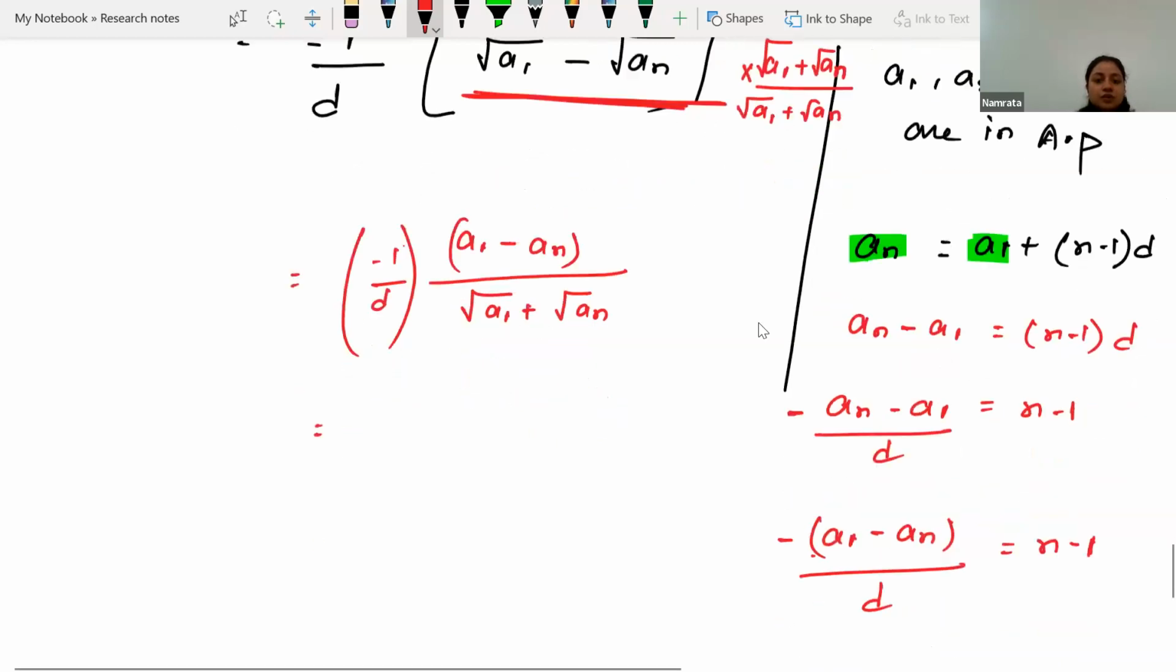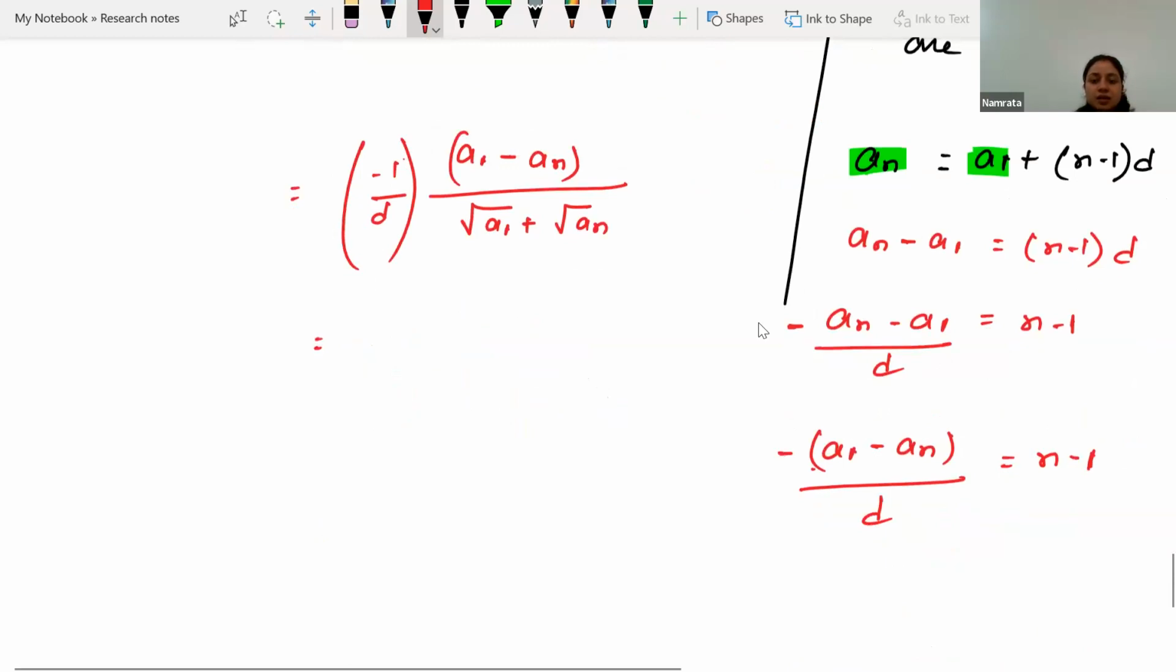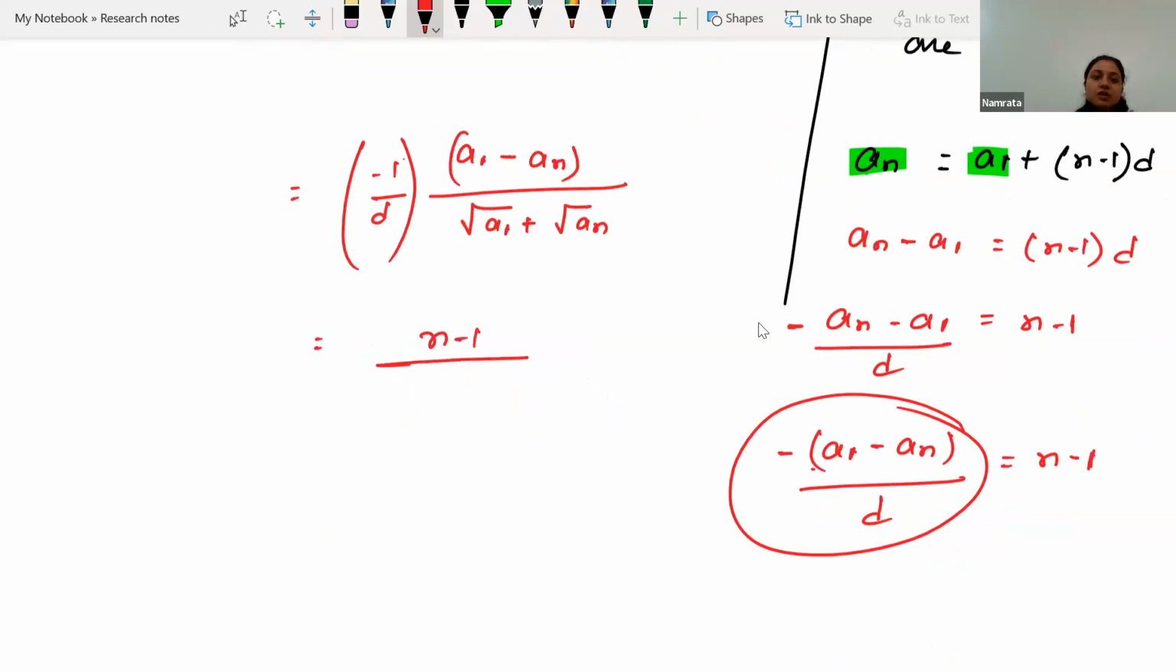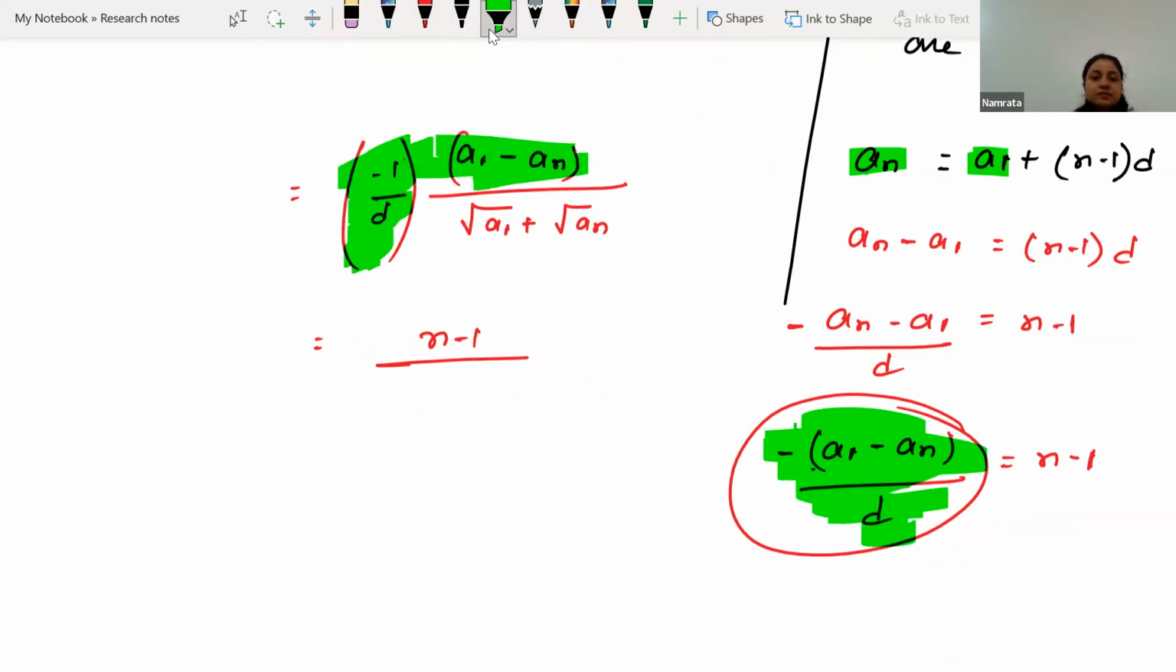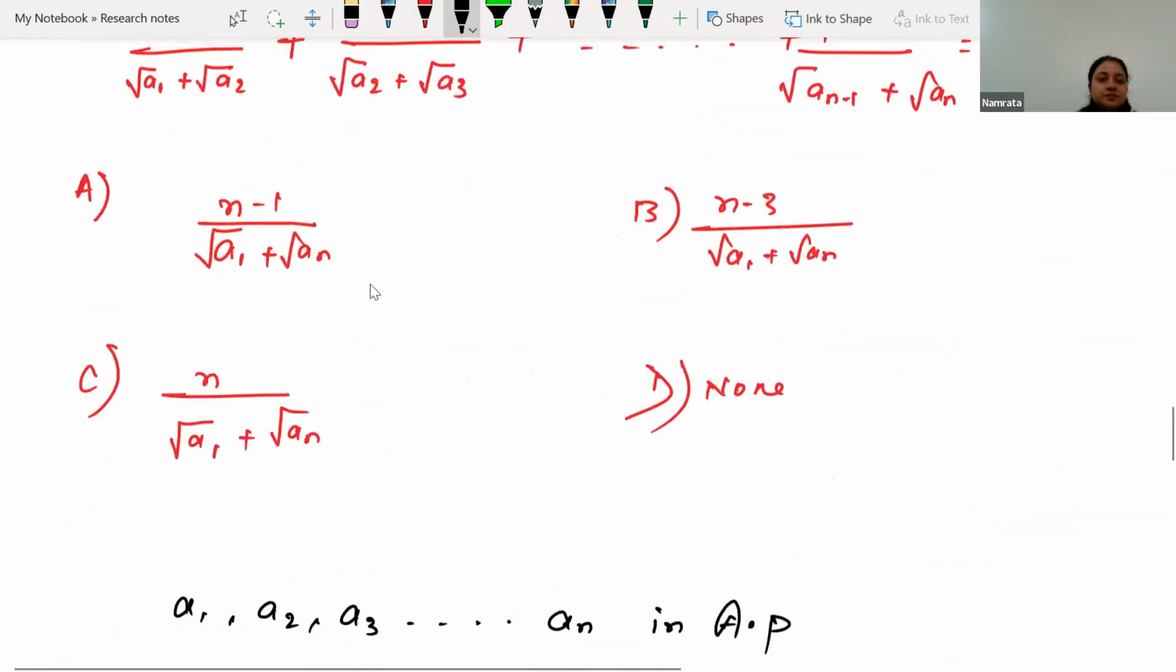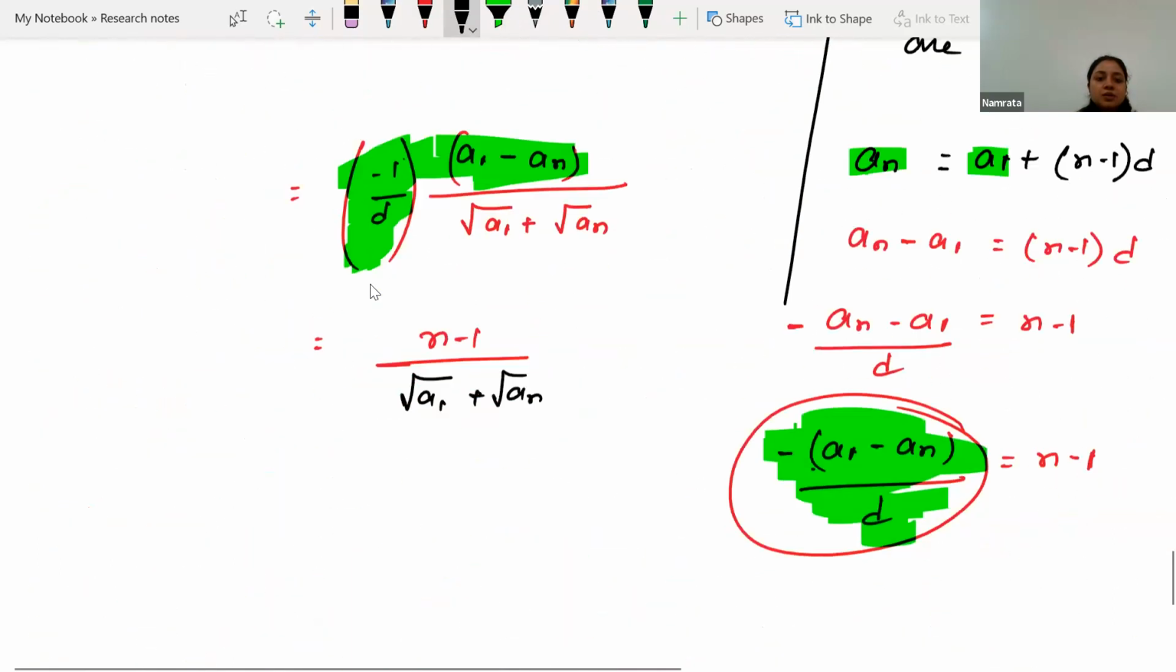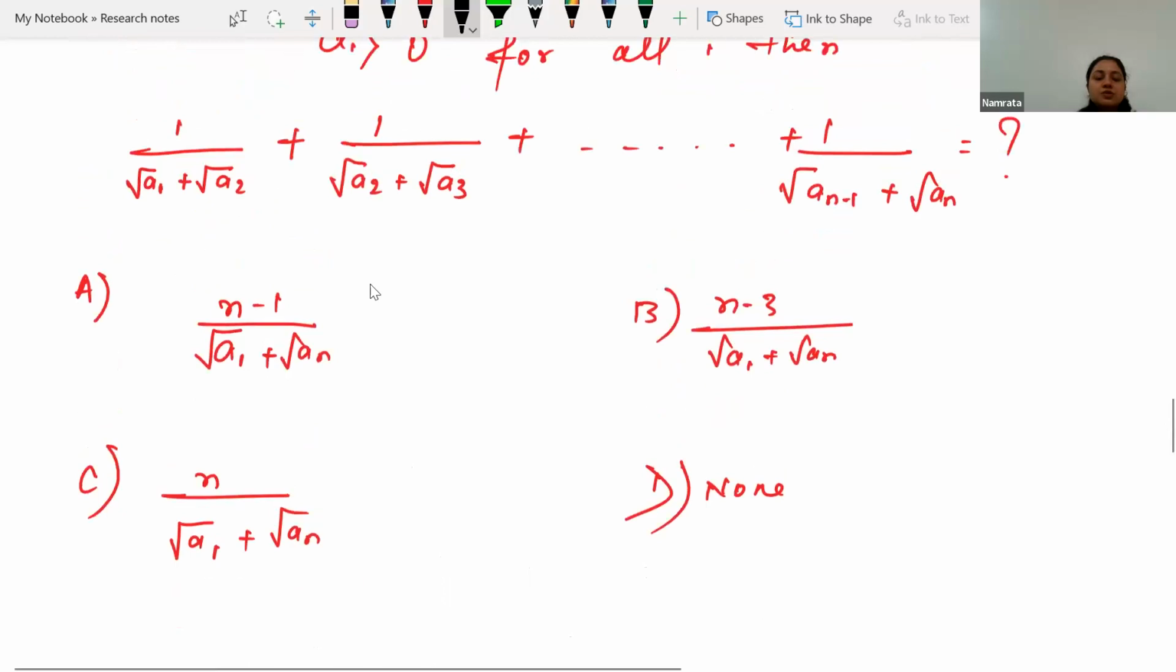So what we will be having, a1 minus an by d, this total is equal to n minus 1. So this total is n minus 1, divided by root a1 plus root an. Let's see if any option is like this or not. N minus 1 by root a1 plus root an. Can you see option number A?